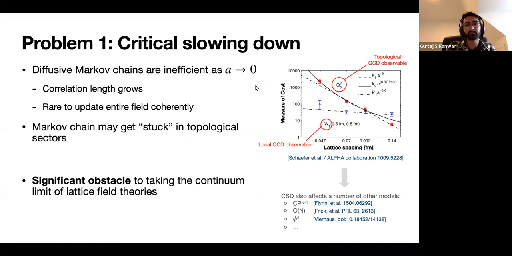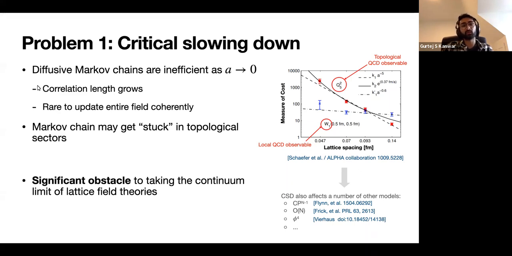So the first problem is what is known as critical slowing down, and has to do with this sampling step. So this Markov chain Monte Carlo that's typically used to produce an ensemble of field configurations. And the problem essentially arises from the fact that most Markov chains are analogous to diffusive processes, in that stochastic update mixes and updates field variables based on their neighbors, but not necessarily based arbitrarily globally on the field.